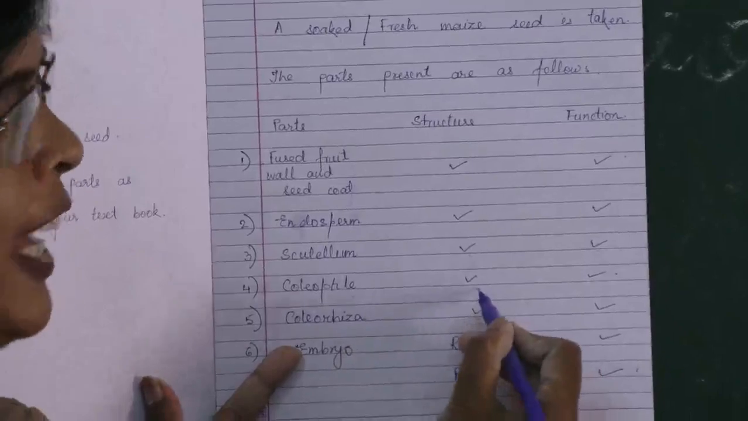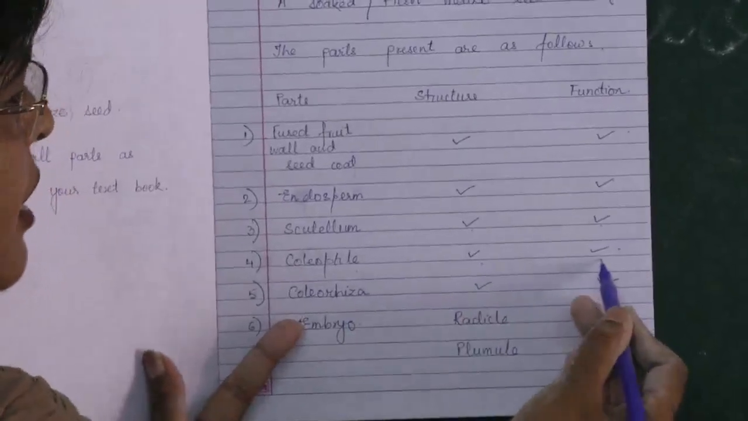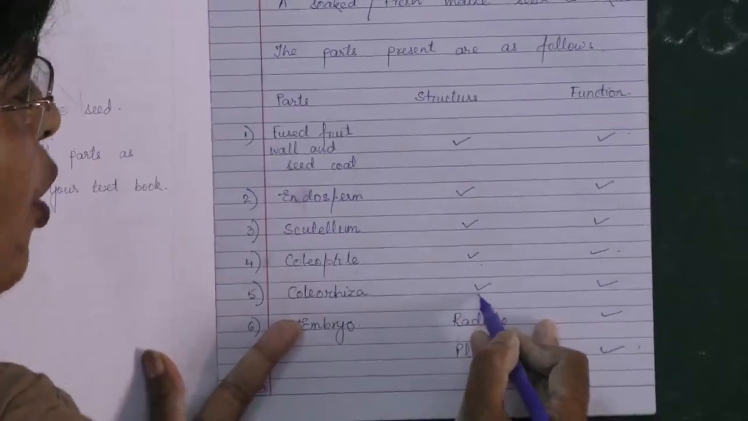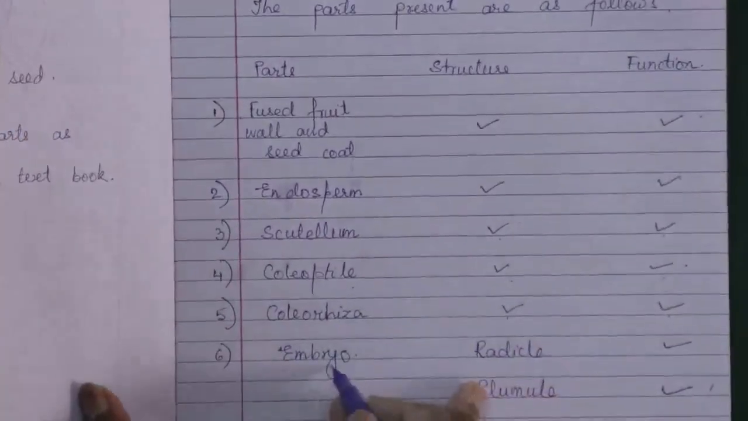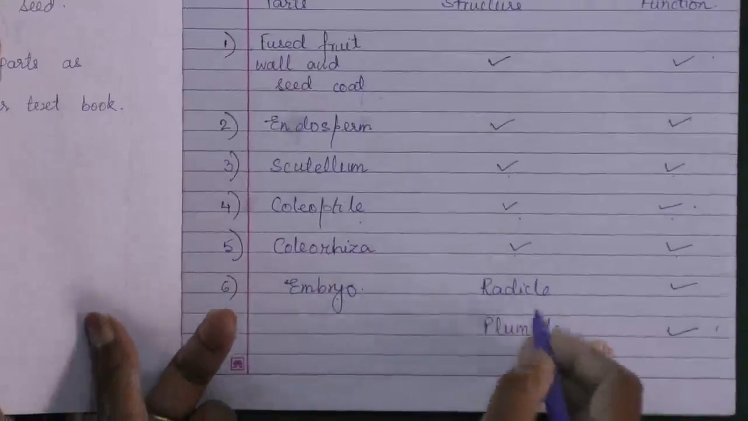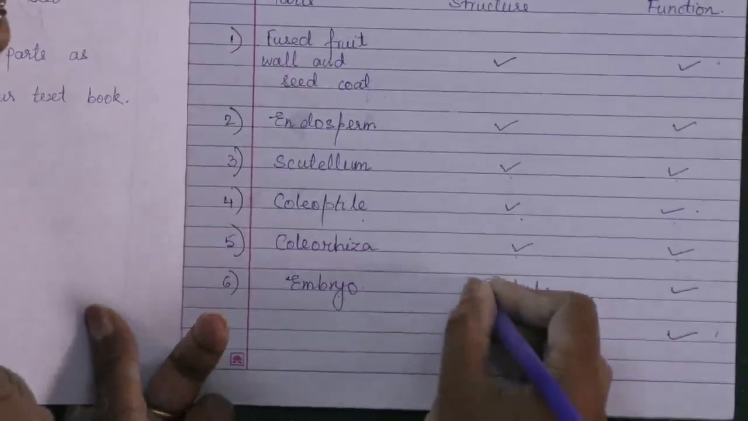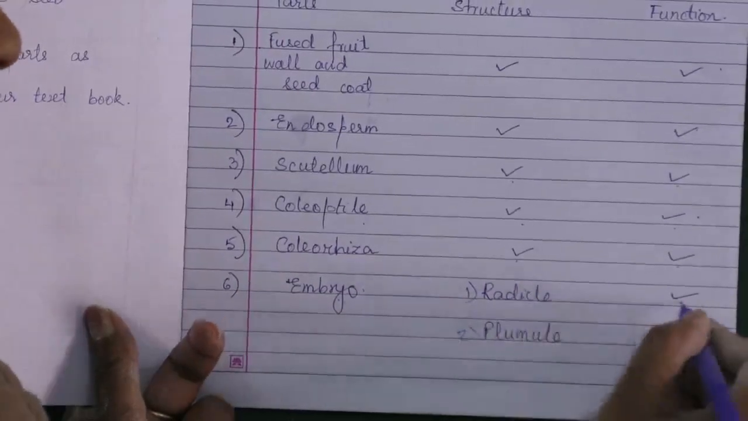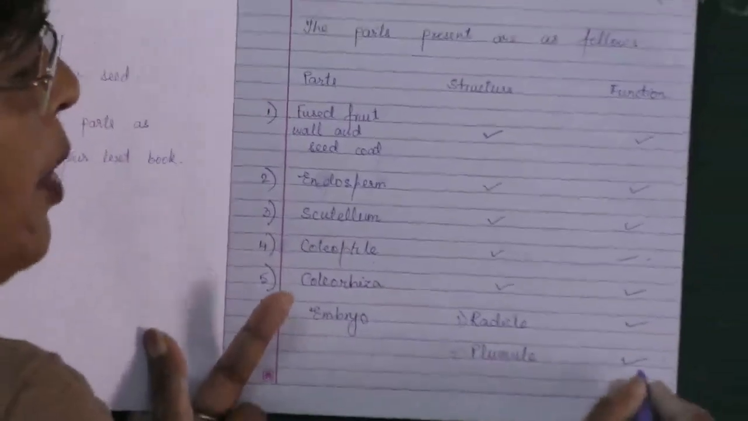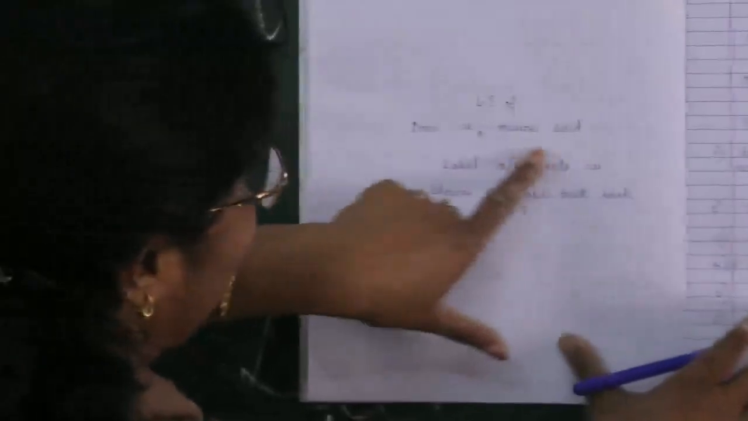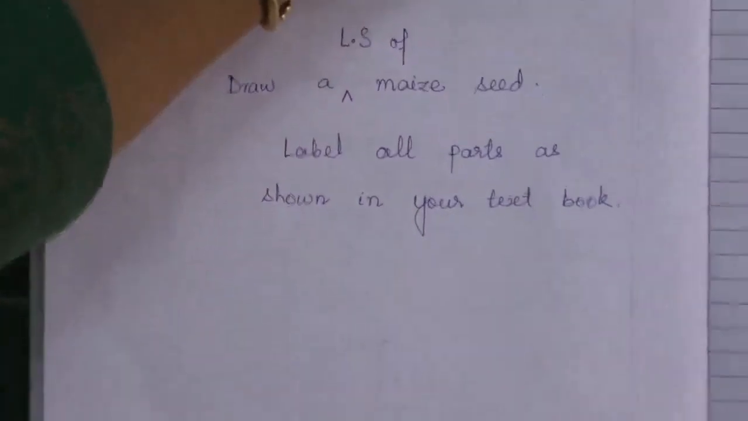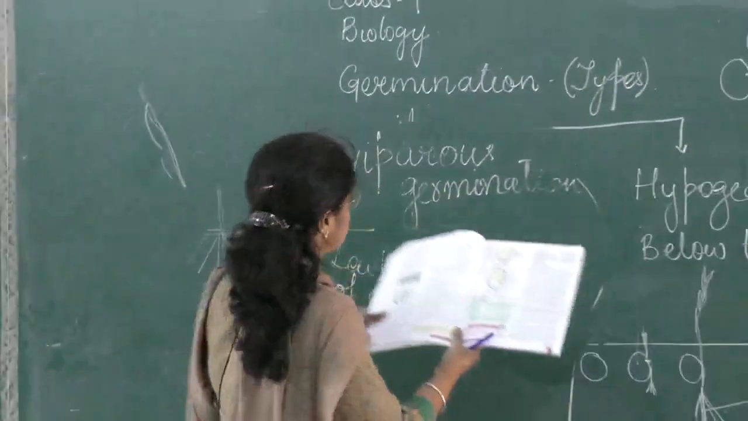Coleoptile, leaf-like structure, it protects the plumule. Coleorhiza, leaf-like structure, protects the radicle. Embryo has two parts: the radicle gives rise to the root system, the plumule gives rise to the shoot system. And here what you do, draw the LS of a maize seed, label all the parts shown in your book. Which diagram you are going to draw? This one you are going to draw.